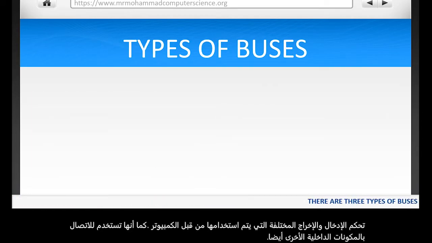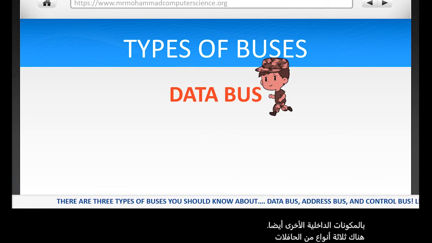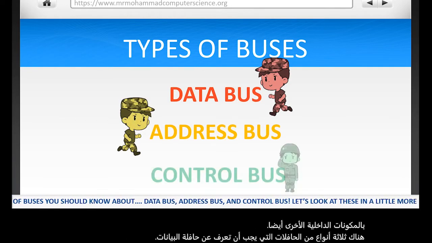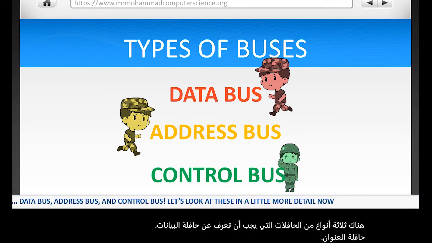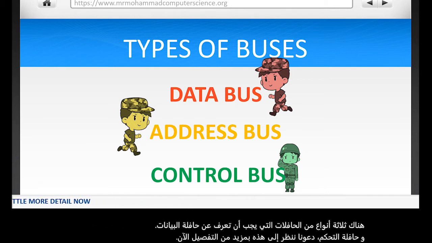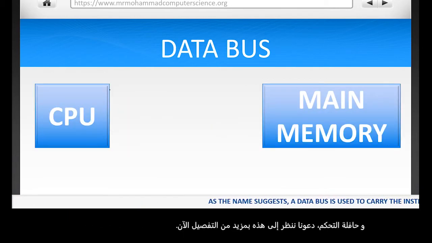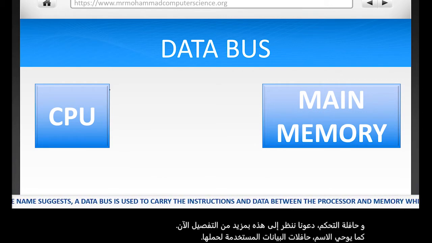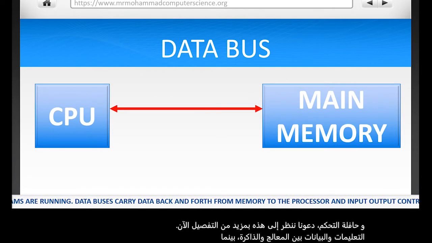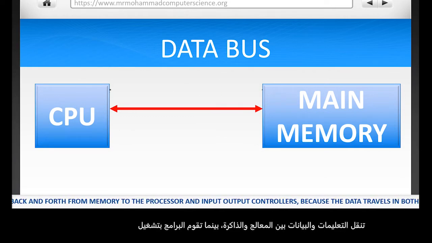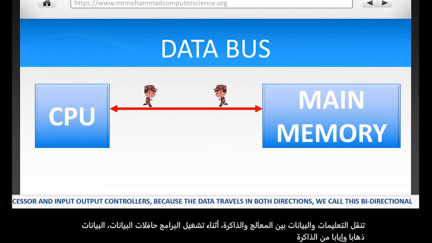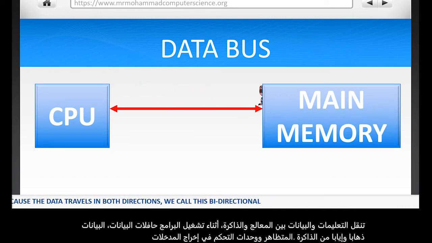There are three types of buses that you should know about: the data bus, address bus, and control bus. Let's look at these in a little more detail now. As the name suggests, a data bus is used to carry the instructions and data between the processor and memory while programs are running. Data buses carry data back and forth from memory to the processor and input-output controllers. Now, because the data travels in both directions, we call this bidirectional.